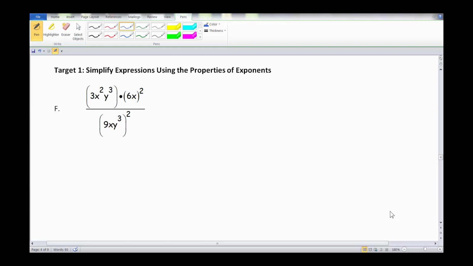Here we are at our Chapter 5, Target 1F. We're asked to simplify the expression using properties of exponents. Now, what we can go ahead and do first is use our power to a power property.